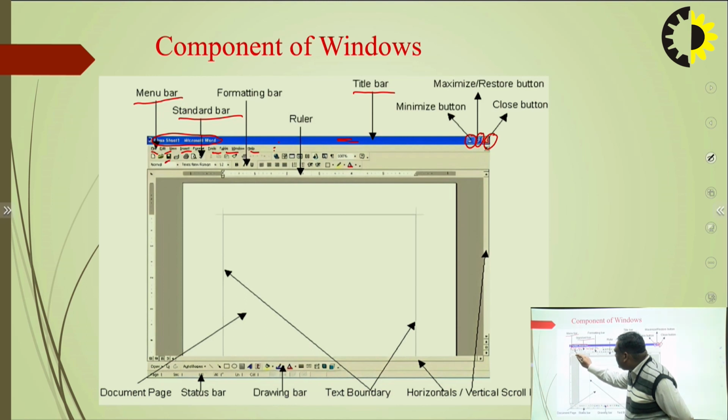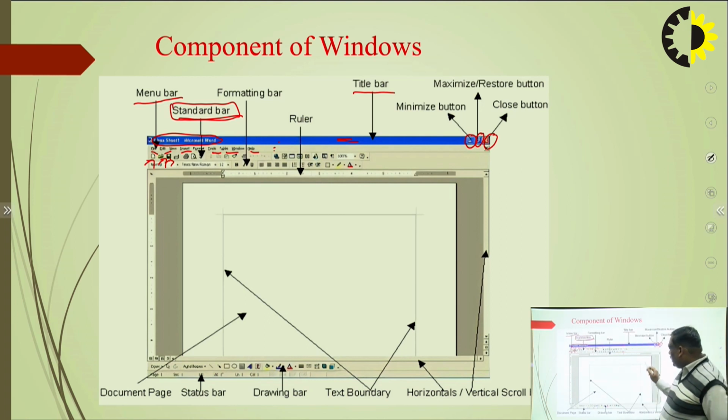And some standard bar is present. You see, this one is a save as button, this one is open, this one is a new folder. So this standard bar is present in our window. This one is MS Word. So a ruler is present there. This one is known as the ruler. Horizontal and vertical scroll bars are present in our windows. If a window is greater than the size of the screen, then the horizontal and vertical scroll bars are present.